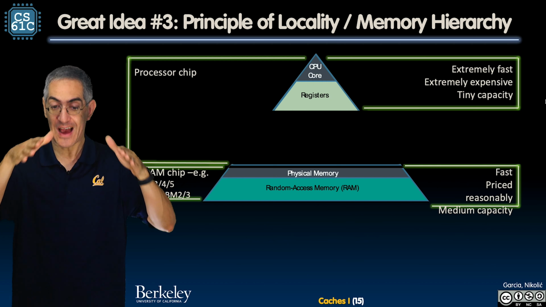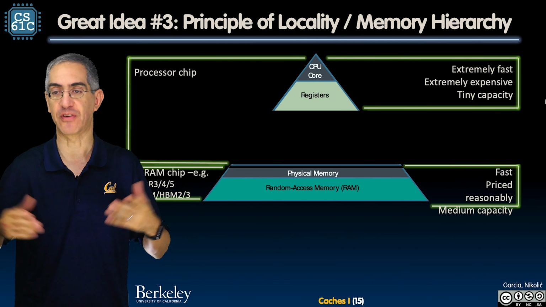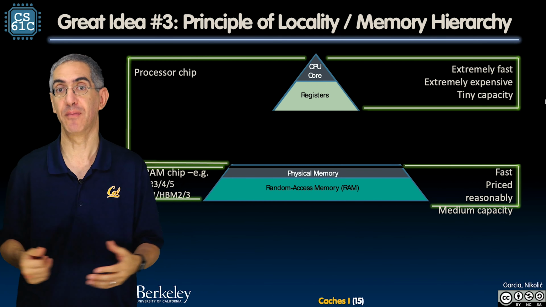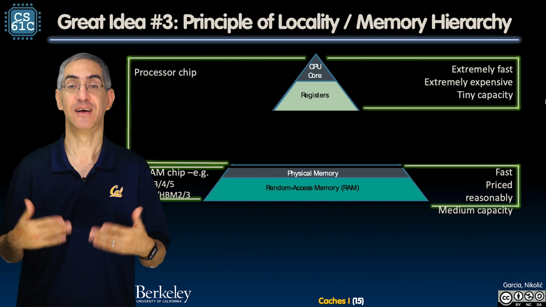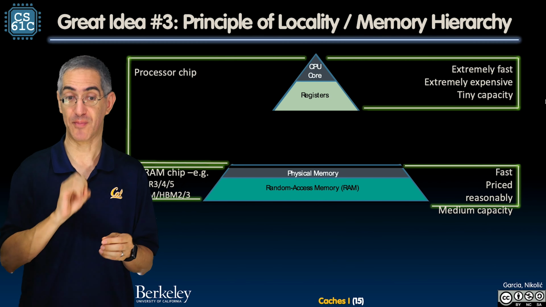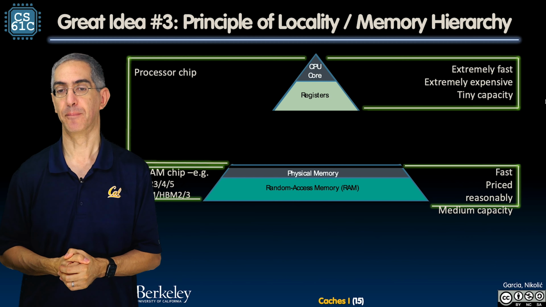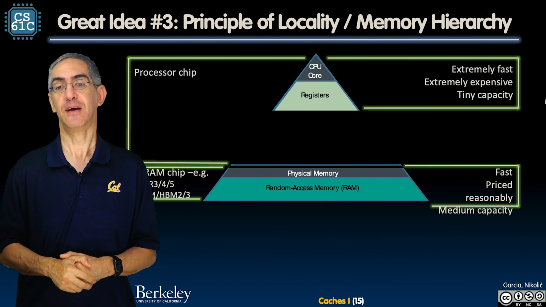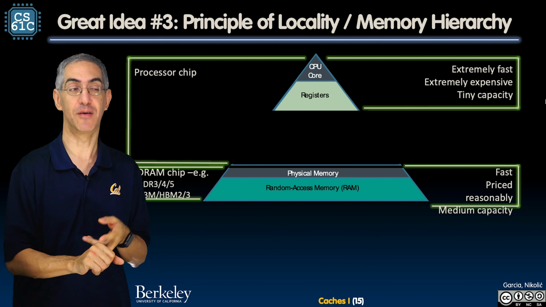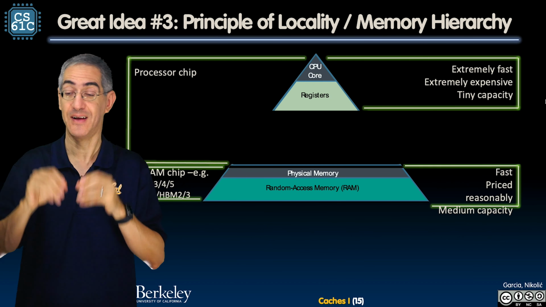Farther away and down in this triangle is physical memory. The DRAM chip, when you say, I want to upgrade the memory, you're talking about that. The DRAM is the dynamic RAM, and dynamic means you have to refresh it. Dynamic means you have to keep pinging it, hey, remember that it was a 1, remember it was a 0. You got to keep refreshing it. So that's why it's called dynamic RAM versus static RAM, where you don't have to do that. It's reasonably fast, and priced more reasonably than registers, where every bit costs a lot.